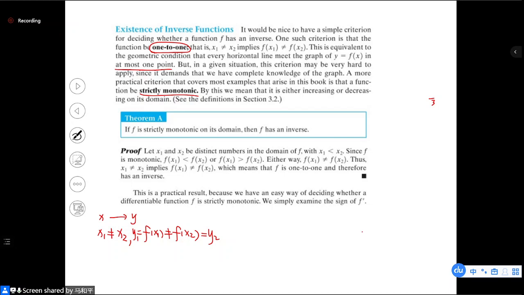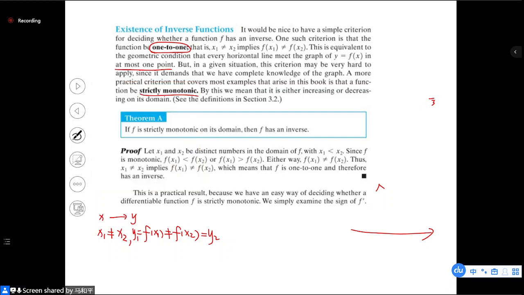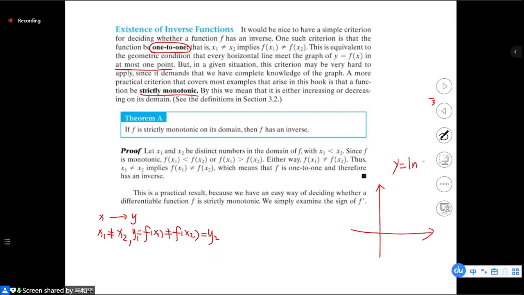Like this, we have a function here, or maybe this one. For example, y is log x. We just draw the graph of y is log x, where at x is 1, y is 0. So this is y is log x. This function is increasing, strictly increasing.